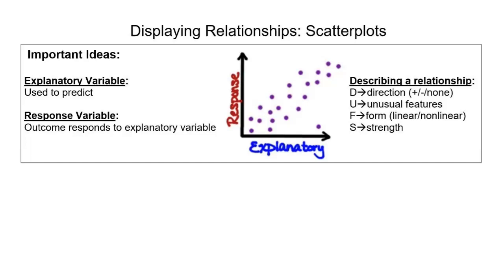When we describe our relationships, there's that DUFS: direction, positive, negative, or none. What do you think it would look like if there was none? It's going to be all over the place. It's just going to kind of look like dust specks floating in the air, right? This one right here, I would describe as a linear relationship. I would say that's a moderately strong positive linear relationship. I can see, if I squint my eyes a little bit, a fuzzy line shape to it. It's not a perfect line, but I can see how it's going up from left to right.